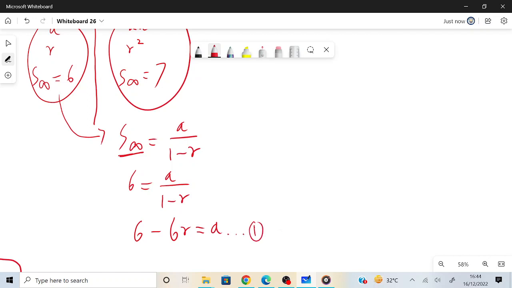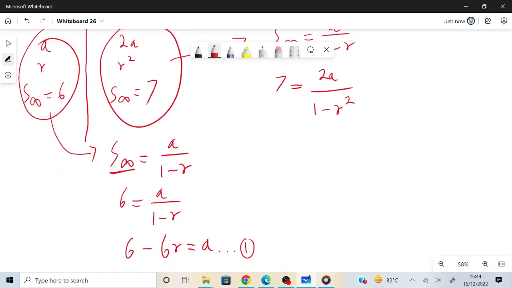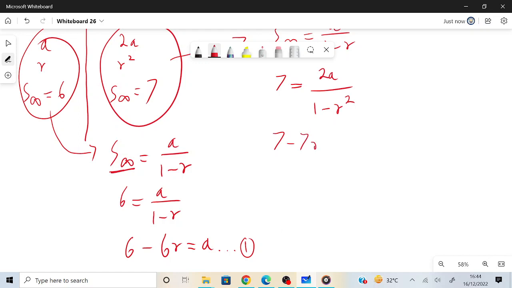So this is one equation that we have derived. Now with the parameters of these, we can say S infinity of this term is equal to a over 1 minus r. Our sum to infinity is 7, so 7 equals 2a, because the first term is 2a, all over 1 minus r squared, because the common ratio is r squared. Again, cross multiplying, we would have 7 minus 7r squared equals 2a. You can bring the 2a over here, you can have 2a minus 7r squared plus 7 equals 0, and we can say this is our equation 2.